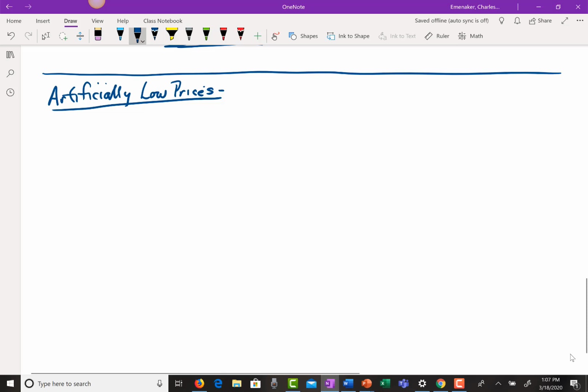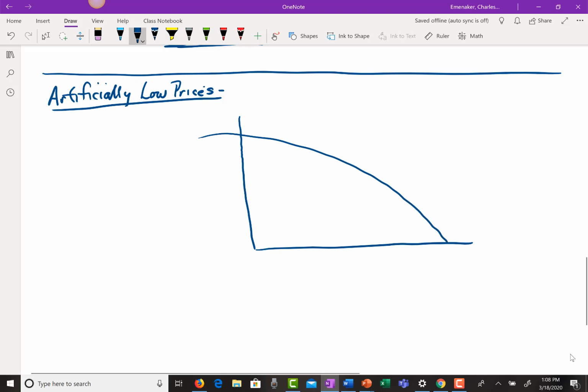To draw a picture of what's going on for artificially low prices, let's say we have a situation like this, where we have a demand function. These functions don't always have to be straight lines. We have a supply function. Now in this case, the supply would be the landlord. The demand would be the renter.